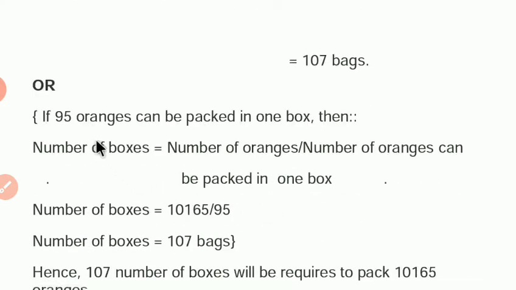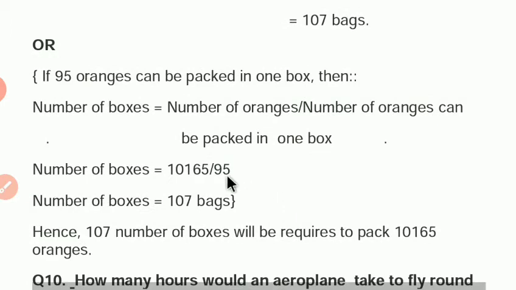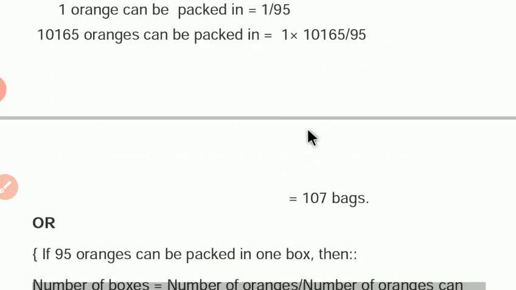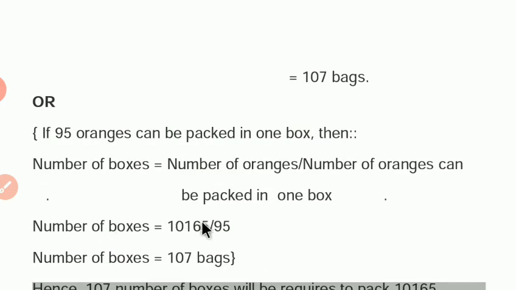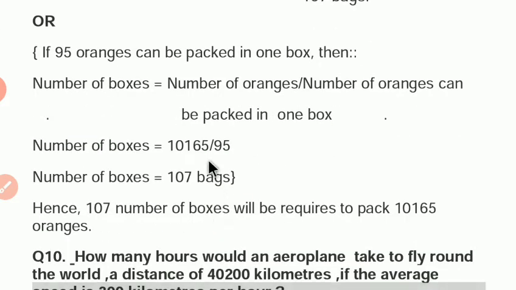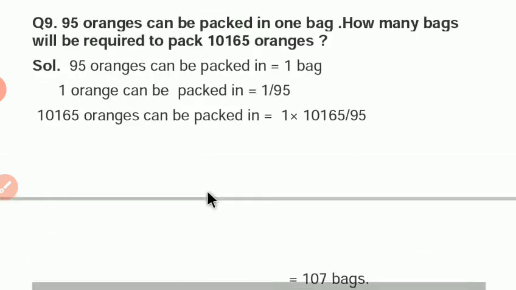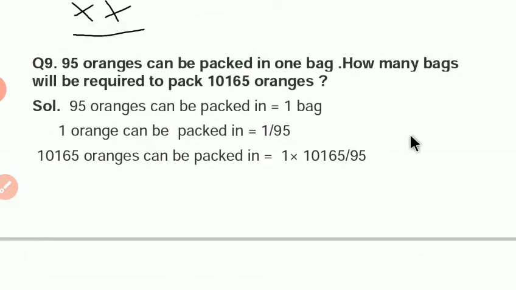There are two types of method I have written in this question. One more: if 95 oranges can be packed in one box, then we can find the number of boxes for 10,165 directly. Here you have to divide the number of oranges by the number of oranges that can be packed in one box. How many oranges are given? 10,165. And the number of oranges that can be packed in one box? 95 oranges. So you have to divide 10,165 by 95. So we'll get the answer as 107 bags. Both methods are easy.